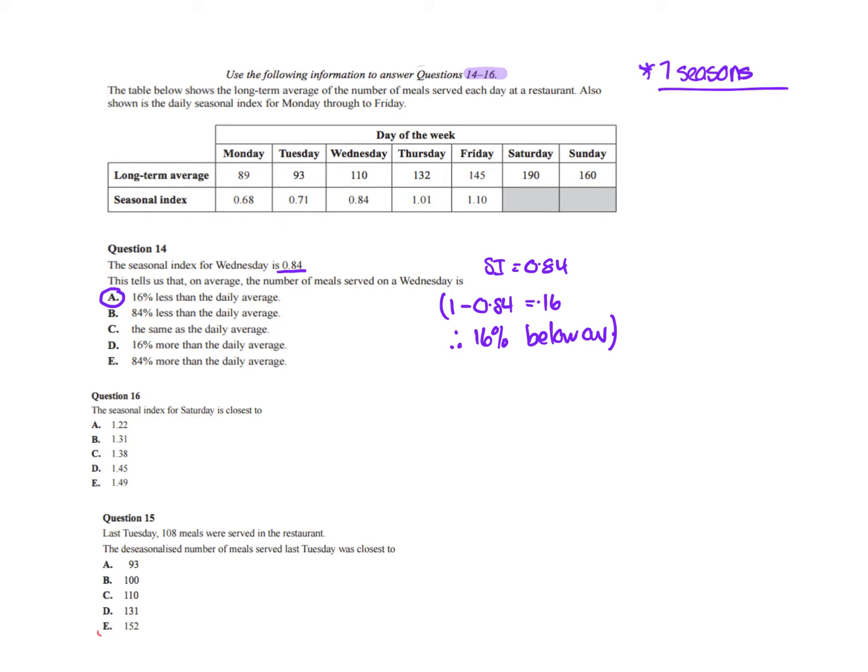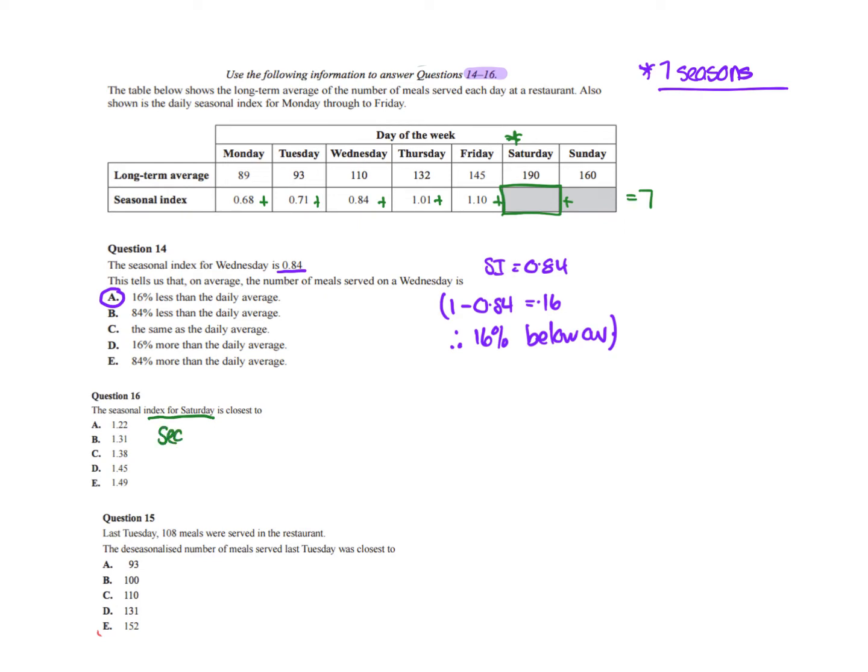The next question says the seasonal index for Saturday. That's up here, but Saturday is missing. Before, we saw that if we added all these up, they should equal 7. We can't do that when there's 2 missing, can we? No, it's impossible to know. We're only going to know what the 2 of them combined are. We wouldn't be able to tell what each one was. So that means we're going to have to do it how you normally calculate a seasonal index.